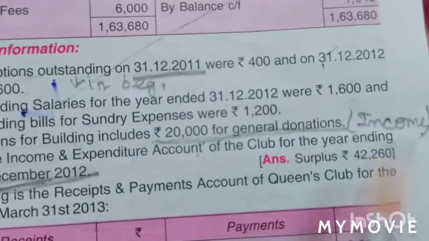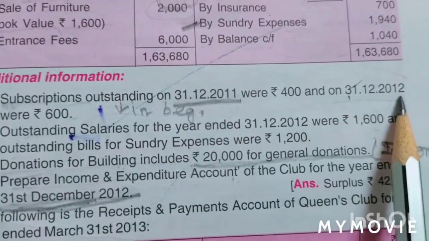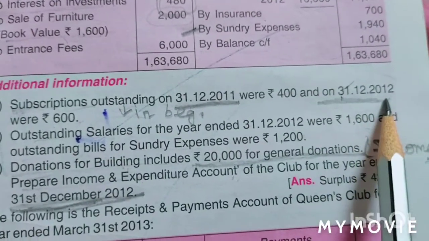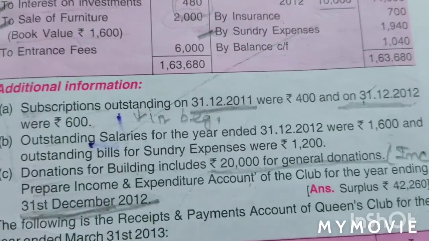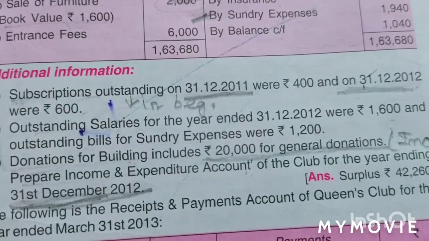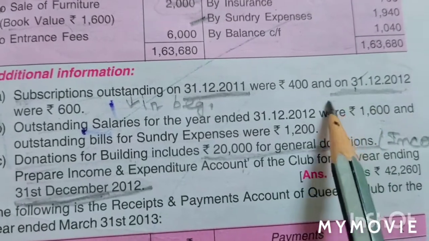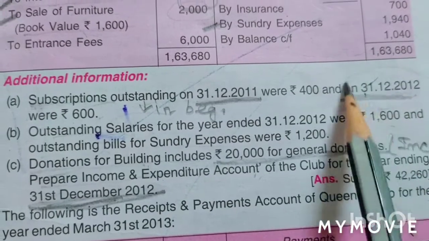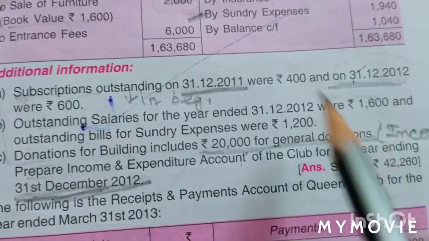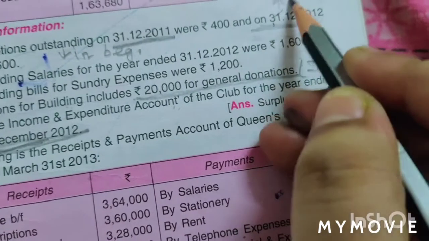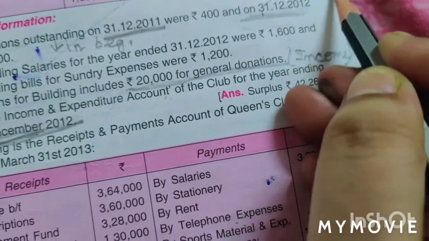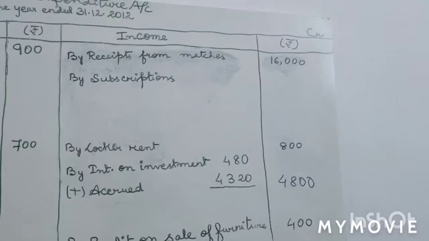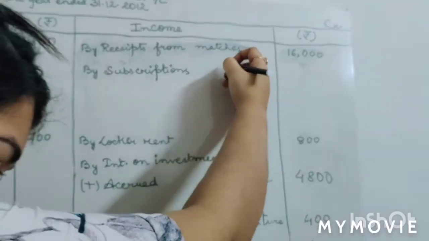Okay. Next, on 31st/12/2012, that means outstanding at the end of the current year. That means this is outstanding at the end. 31st/12/2012 means the ending of this year, so this current year. So this will be treated as outstanding at end.